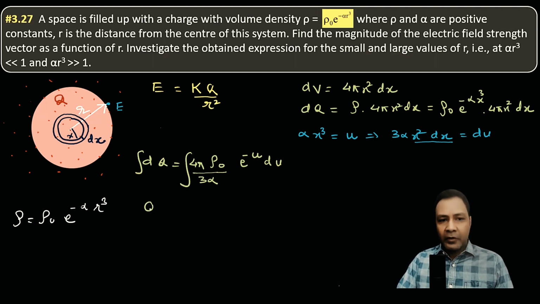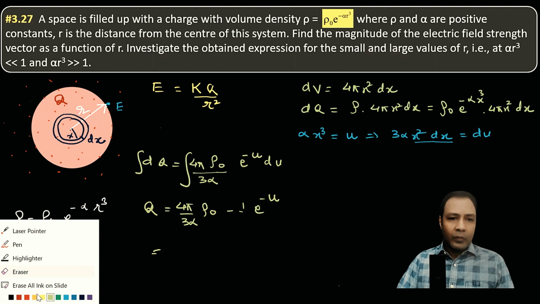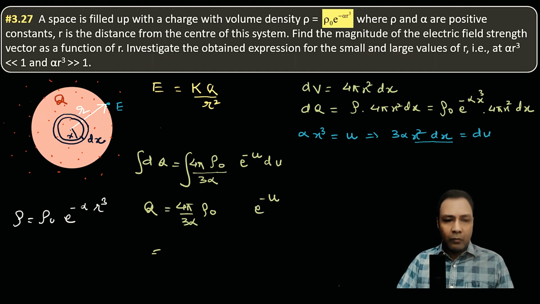So if I integrate it, I will get q is equal to 4 pi by 3 alpha, and rho naught is there. e power minus u, this integration will be minus e power minus u. One minute, this will not be minus u, that will be only minus 1. So this will be minus of e power minus u, and I'm not putting the limit yet.